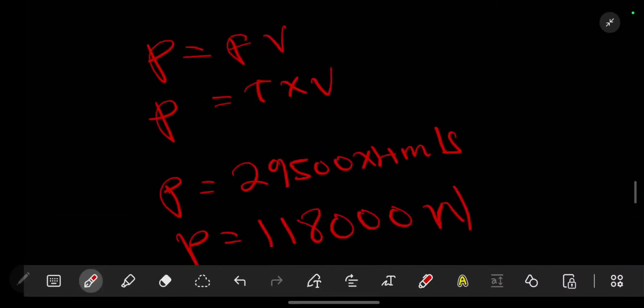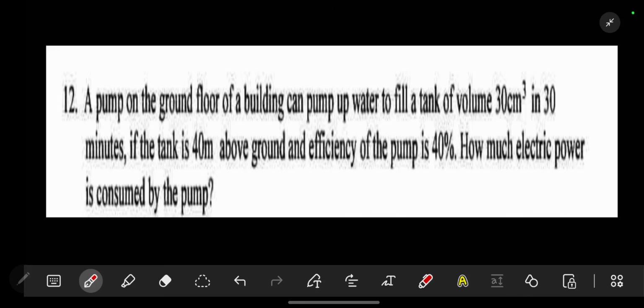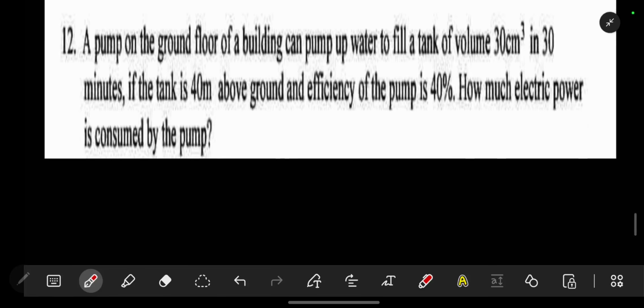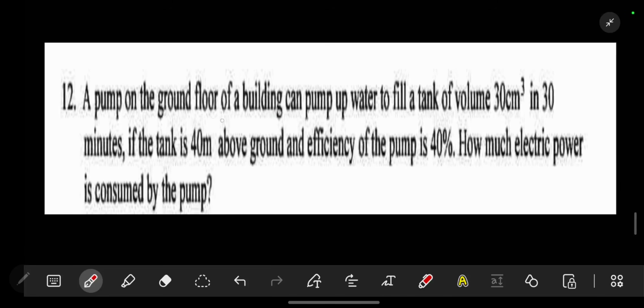Let's look at our final question. This one says a pump on the ground floor of a building can pump up water to fill a tank of volume 30 cubic centimeters in 30 minutes if the tank is 40 meters above ground and efficiency of the pump is 40%. How much electric power is consumed by the pump? So in this case, what are we going to do? So we are going to say, we know that as long as we are dealing with, okay, so this question is interesting.